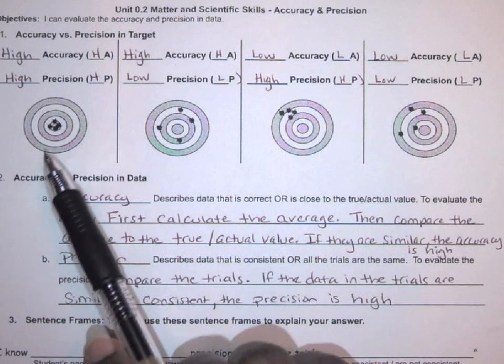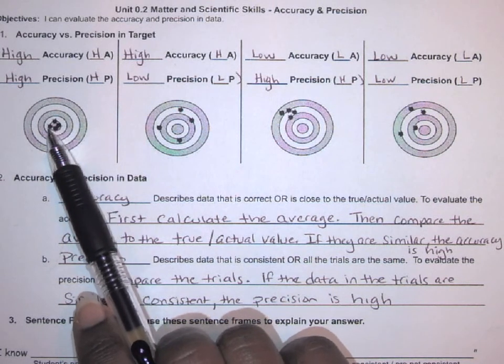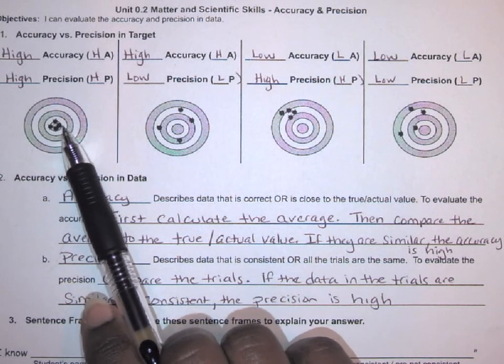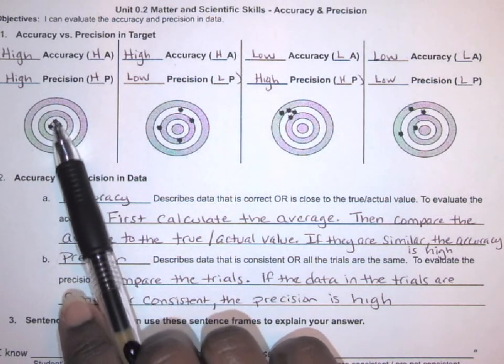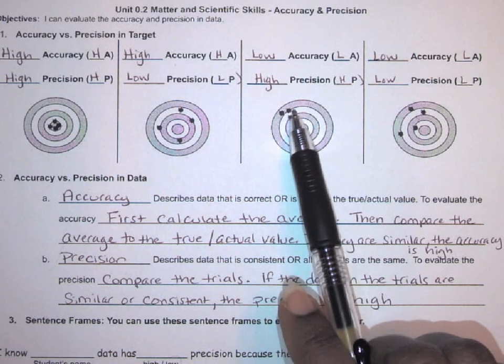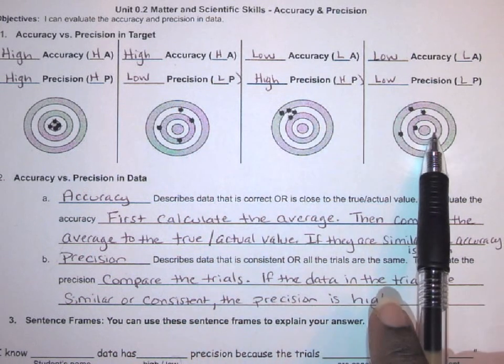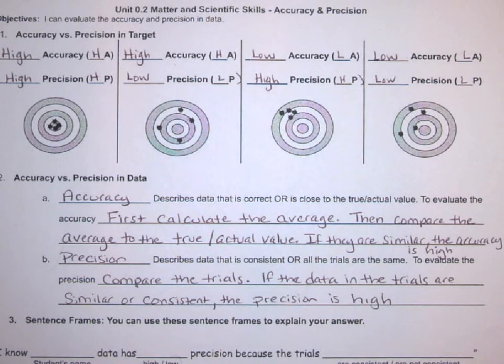Precision, on the other hand, describes when the dots are in the same position, they're consistent, or they're near each other. So here we have high precision because all of the dots are near each other. The third one also has high precision because all of the dots are near each other as well. Whereas in the second and fourth one, the dots are spread out, so they're both low precision.